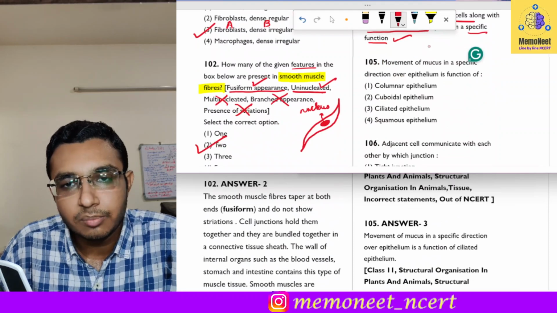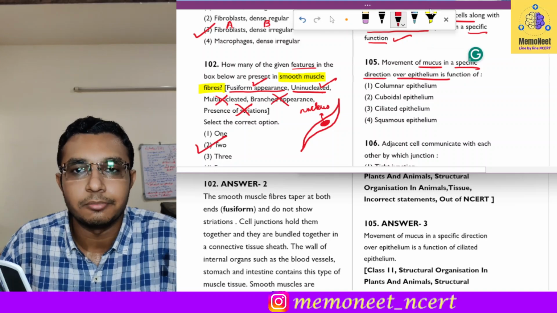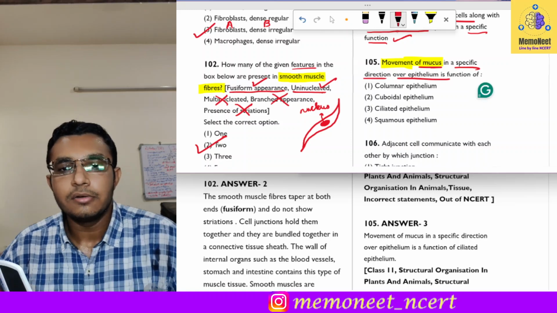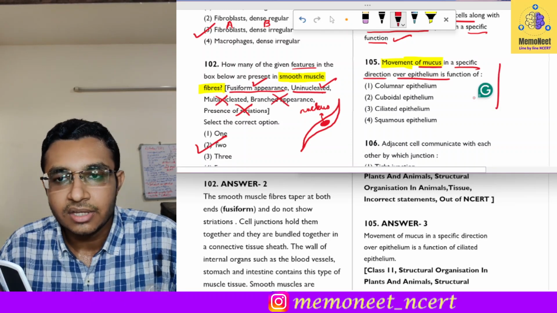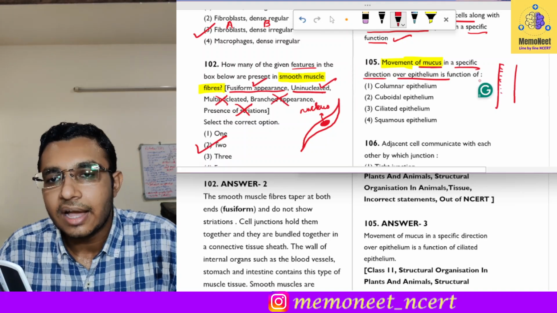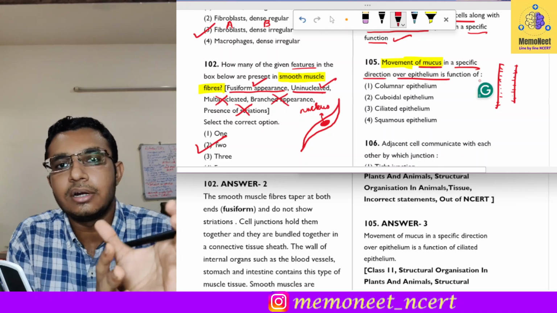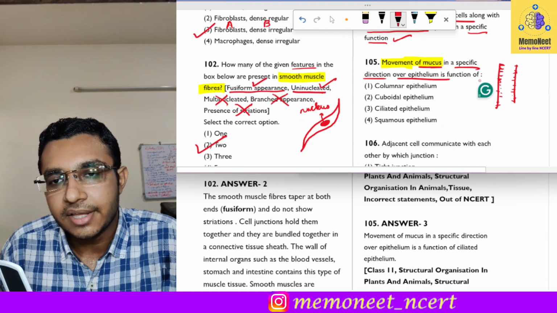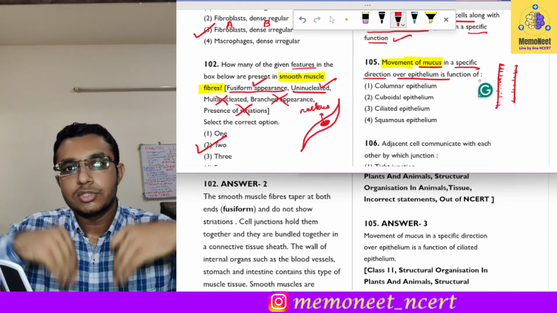It states that the movement of mucus in a specific direction over the epithelium is the function of which type of epithelium. So the question is about movement of mucus in a specific direction. Now see, if you have seen the structure of the respiratory tract, the ciliated epithelium is present like this. I have not drawn the cells over here, I am just representing the cilia to help you understand the structure of the respiratory system. So the cilia are present like this, and these cilia move the mucus in the upward direction, from below towards the upward direction.